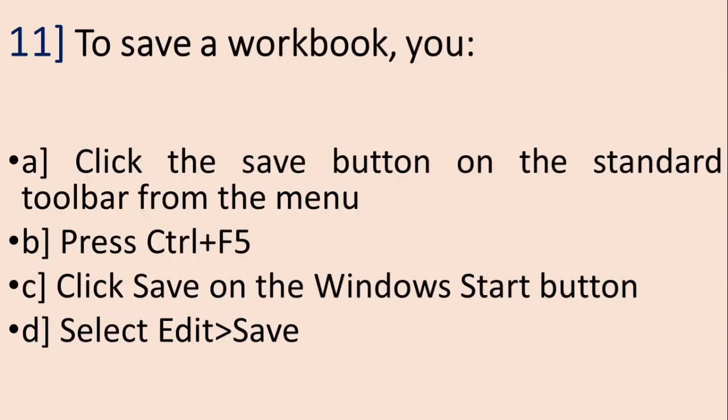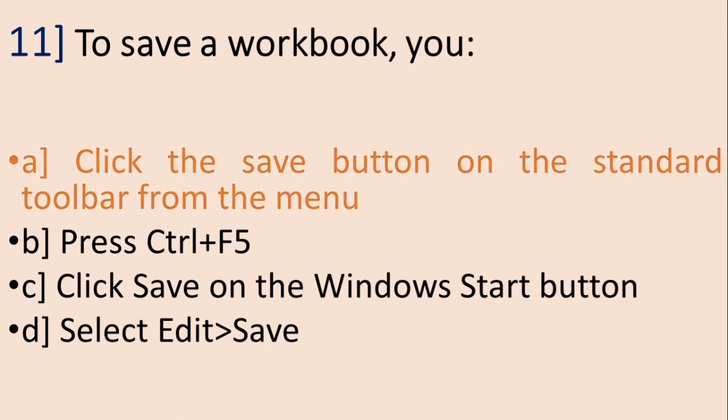Question number next. To save a workbook, the options are A, click the save button on the standard toolbar from the menu. B, press Ctrl plus F5. C, click save on the window start button. D, select edit and save. And the correct answer is A, that is click the save button on the standard toolbar from the menu.